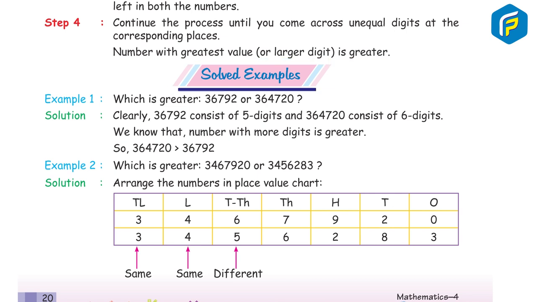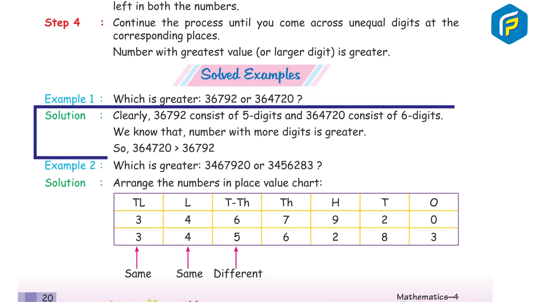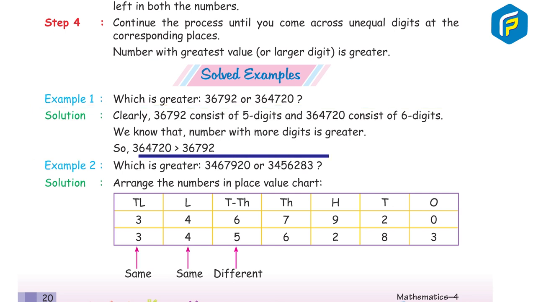Solved examples. Example 1. Which is greater? 36,792 or 36,04,720? Solution. Clearly, 36,792 consists of 5 digits and 36,04,720 consists of 6 digits. We know that the number with more digits is greater. So, 36,04,720 is greater than 36,792.